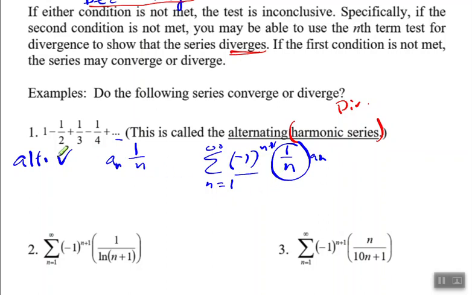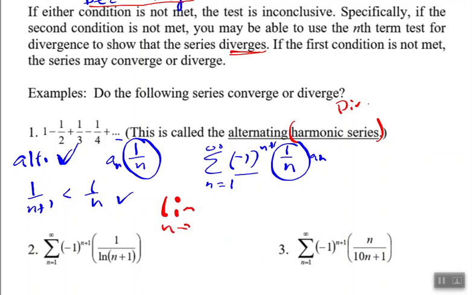It's kind of separate. After we know it's alternating, we only need to look at those other things. So our a sub n function is 1 over n. And we can just say that 1 over n plus 1 is less than 1 over n. That's true. Boom. And then the last thing is we would have to state that the limit as n goes towards infinity of 1 over n, our a sub n, is 0. Boom, we have the 3 conditions met. So therefore, this thing will converge by the alternating series test.